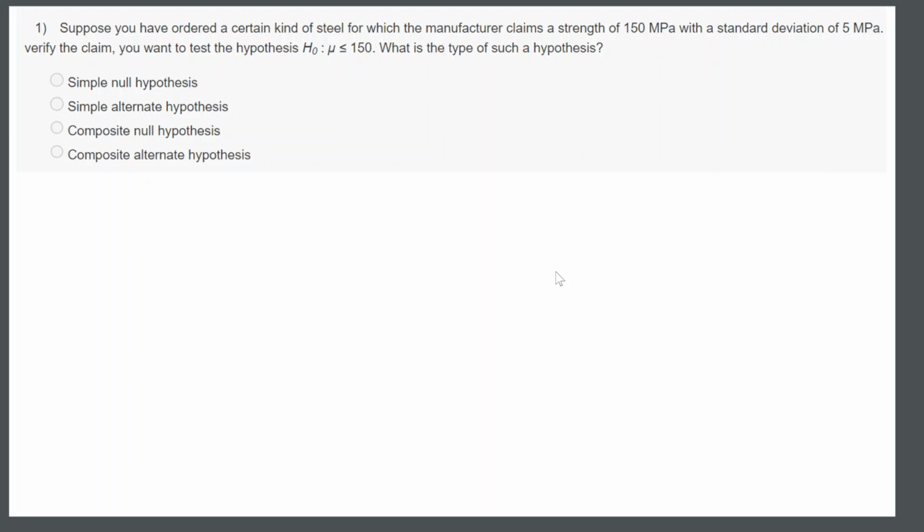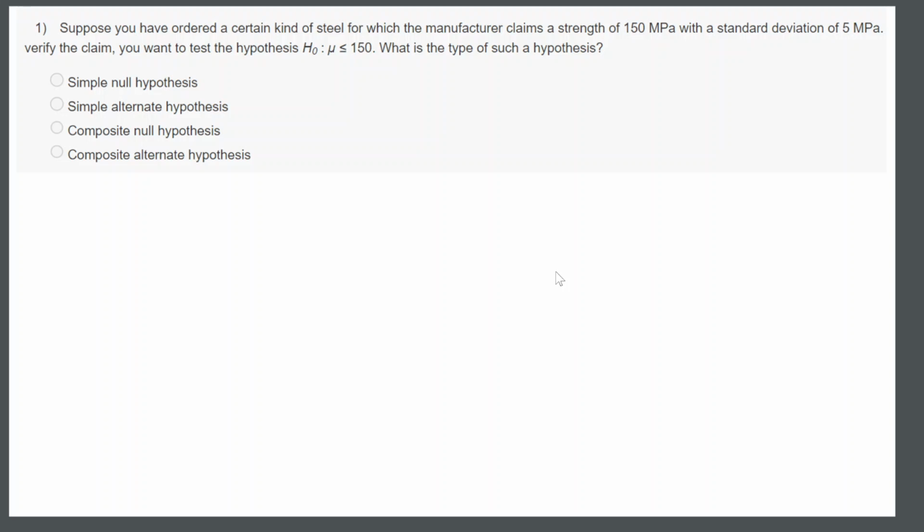We do testing in our own testing labs, and we verify how much strength we are getting. So here, what the manufacturer is telling is that the claim is 150 MPa plus or minus 5 MPa as the standard deviation. So here the procurer, the person who is procuring, is setting a hypothesis that H0 is less than or equal to 150.